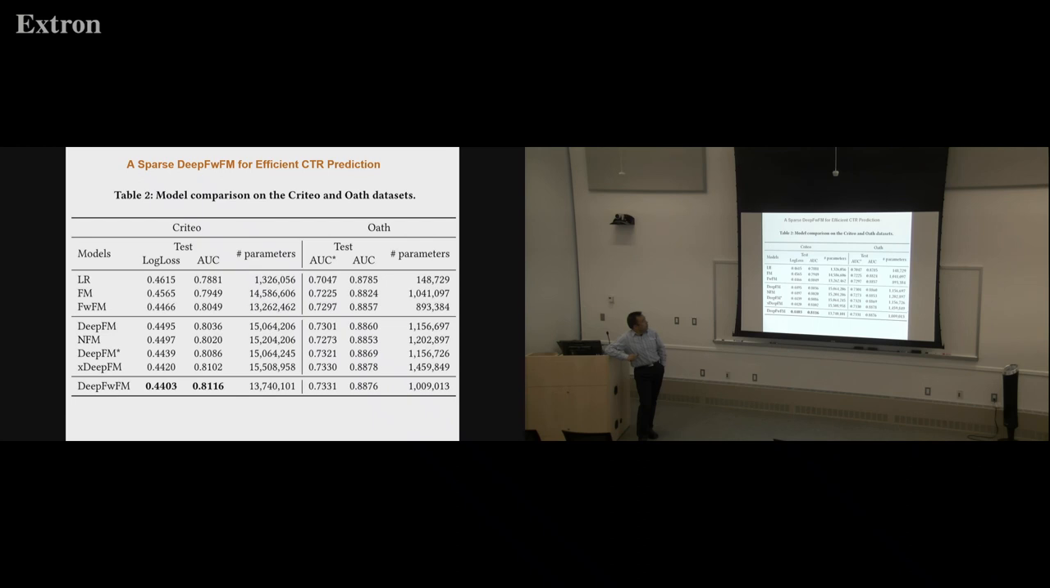So this is a 21 million data set. This is a 42 million data set, right? Compared to other traditional methods, we can achieve the best performance compared to other work.